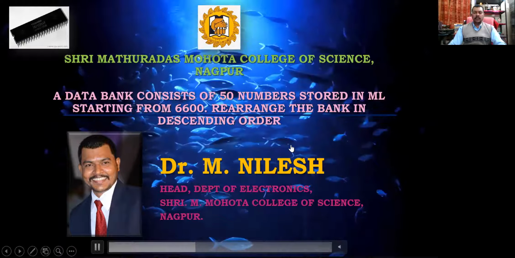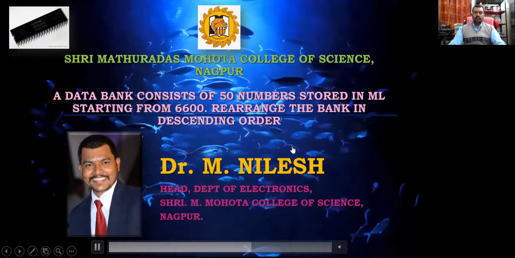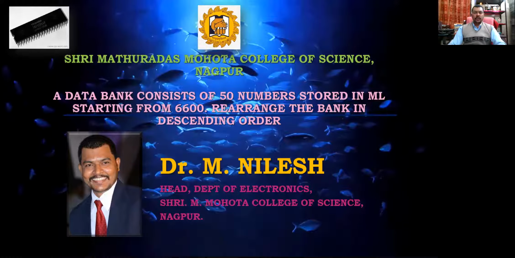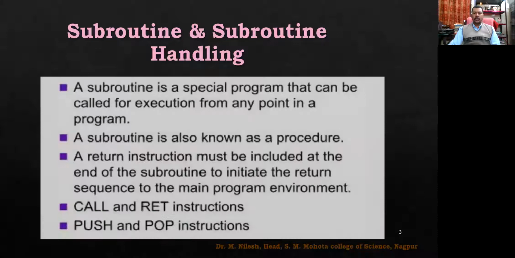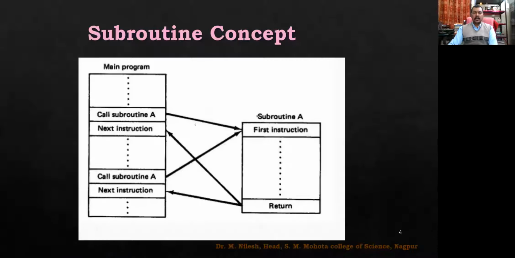So let us start with what we actually need for that. We need to handle subroutines, and we know what subroutines are now. We are going to do it in two sets. One is a main program, and we'll have a subroutine that we call in between the main program, right? That is the concept, and that's why we are going to use this subroutine.